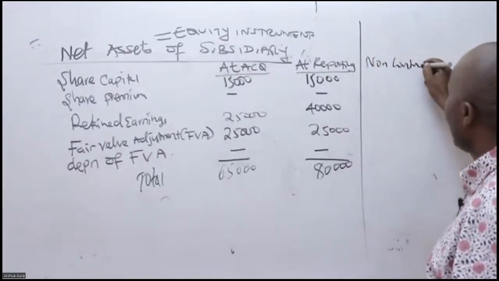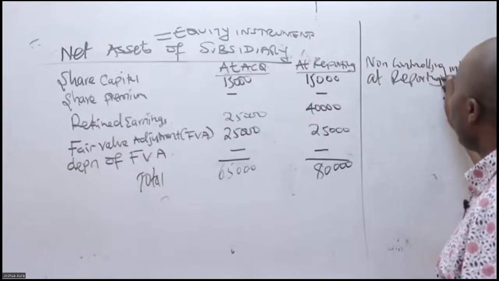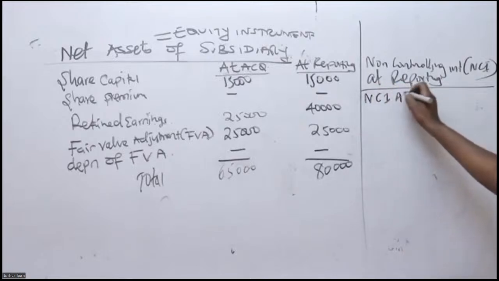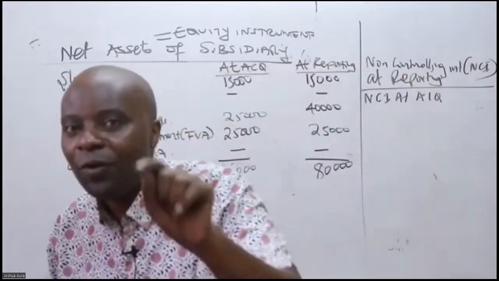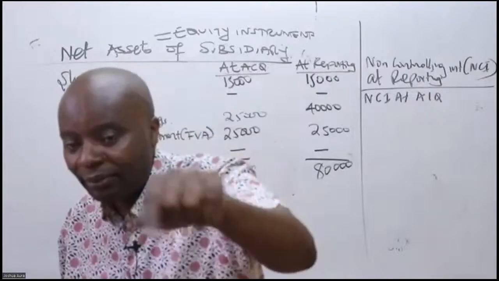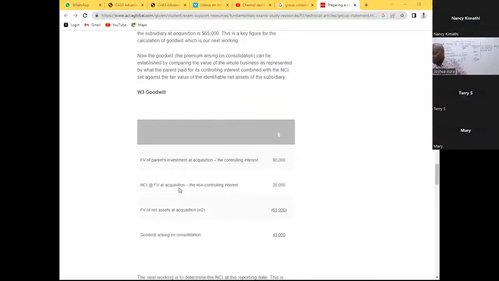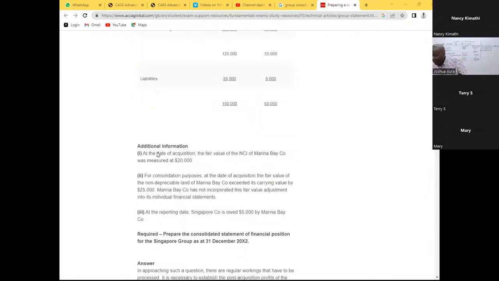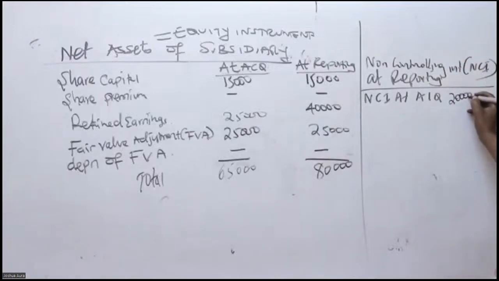Non-controlling interest, NCI at reporting. How do we do this? We shall simply take NCI at acquisition. When we were acquiring this subsidiary, the NCI figure at acquisition will always be given at that date. It's here. We are told at the date of acquisition, the fair value of the NCI was 20,000. So NCI at acquisition, in this case, is 20,000.